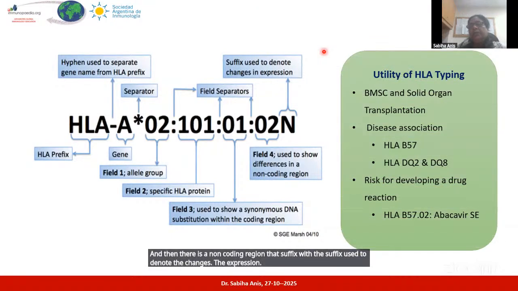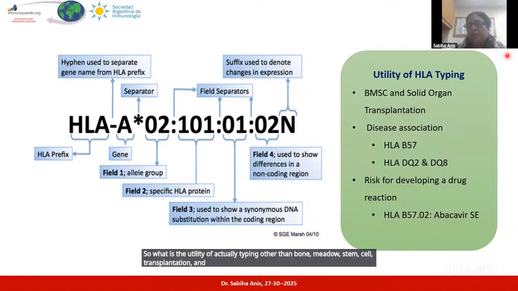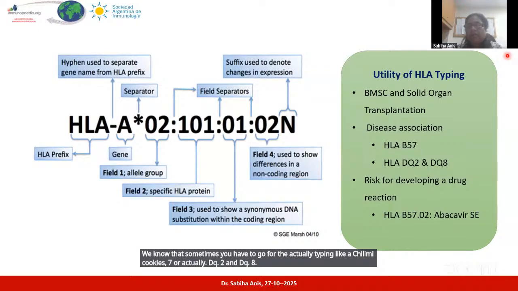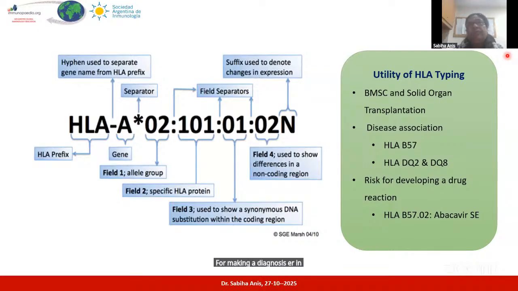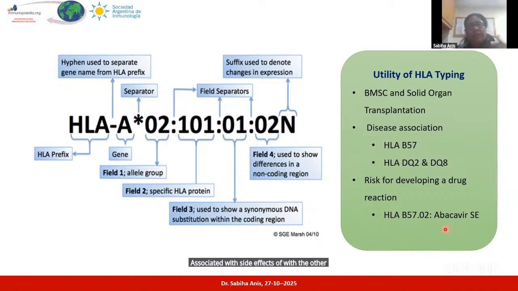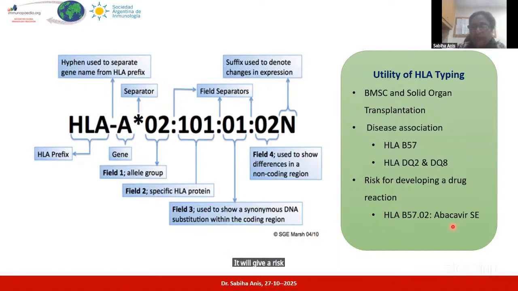So what is the utility of HLA typing other than bone marrow stem cell transplantation and solid organ transplantation? We know that sometimes we have to go for HLA typing like HLA B57 or HLA DQ2 and DQ8 for making a diagnosis. In fact, HLA B51 is also used, although it does not have very good sensitivity, but it is used to diagnose Behçet's disease. Then there is the risk of developing a drug reaction like HLA B57:01 associated with side effects with abacavir; we have to do the patient testing to see if it will be beneficial or risky to give this drug.